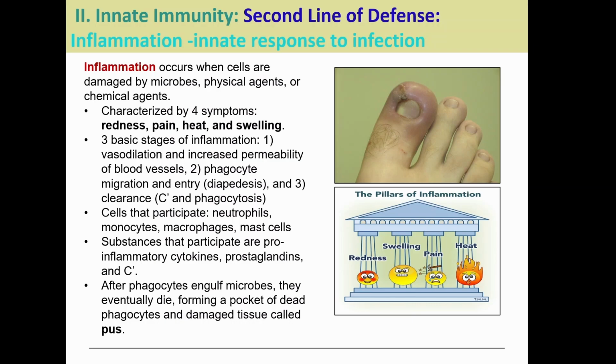Now, when the phagocytes engulf microbes, they will die off. They can't do this forever. And when they do that, we have a pocket of dead phagocytes. So we basically have a pocket of dead white blood cells and the tissue that's damaged around it. And this is where we get the formation of pus, right? So pus is that collection of white blood cells that have already done their job. They've already phagocytized something and killed something, but they have accumulated in that area.